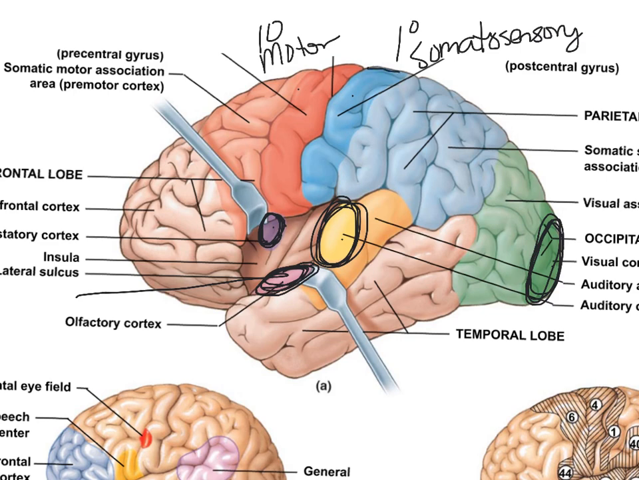So here's, again, our primary somatosensory cortex. Remember, this is where all of your general senses are coming up here. So your touch, vibration, pain, all those general senses are going right up there. And then the association area is right next to it. So this is the association area. It's called the somatosensory association area, right? Somatosensory association area. Okay. So this is going to interpret whatever it is that you're touching. It interprets whatever you're touching.